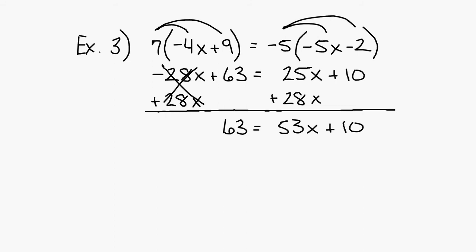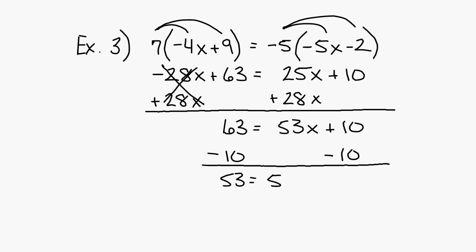Now you can get all the regular numbers on one side of the equal sign, so you would subtract 10 from each side. So 63 minus 10 is 53, and that's equal to 53x. Solve by inverse, so you can divide each side by 53. These 53's cancel, and 53 divided by 53 is 1, so 1 is equal to x.